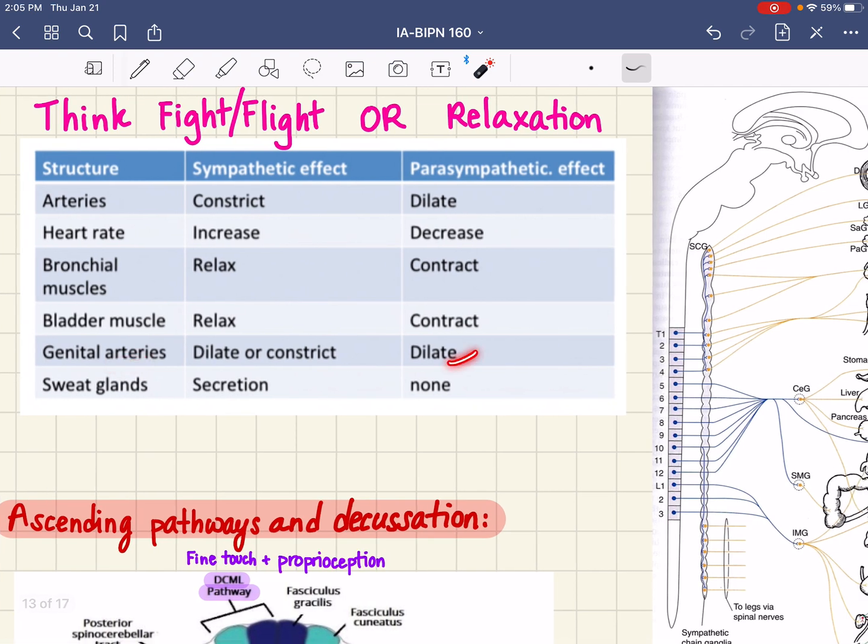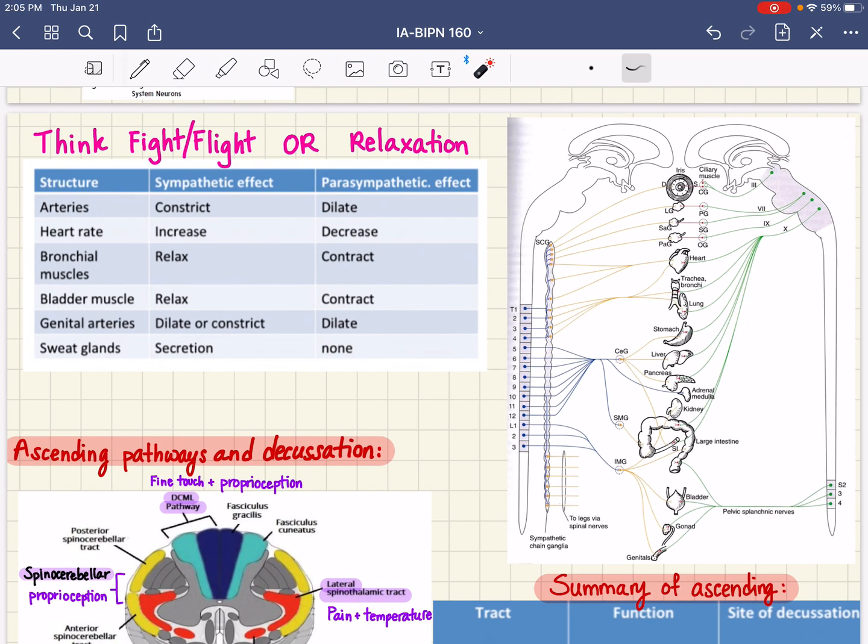Genital arteries are dilated. I don't know too much about this, but I guess you can just commit that to memory. And then my sweat glands won't really be working because if I'm just chilling there enjoying a cup of coffee, then there is only a relaxation effect and no fight or flight. So hopefully that scenario of me explaining how I almost die in this lion scenario will help you memorize this.